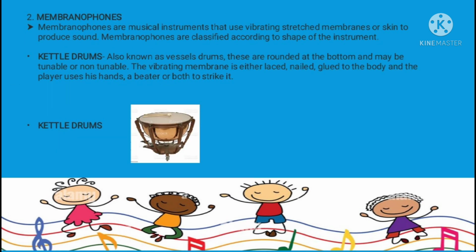Number 2. Membranophones. Membranophones are musical instruments that use vibrating stretched membranes or skin to produce sound. Membranophones are classified according to the shape of the instrument. Number 1. Kettle drums. Also known as vessel drums, these are rounded at the bottom and may be tunable or non-tunable. The vibrating membrane is either laced, nailed, or glued to the body, and the player uses his hands, a beater, or both to strike it.